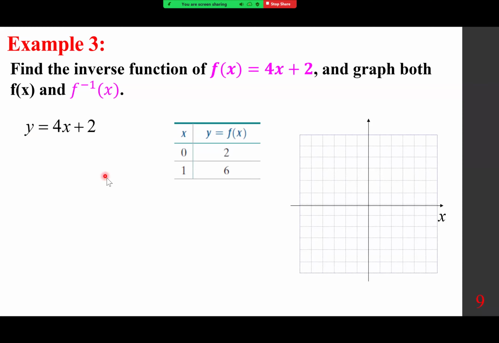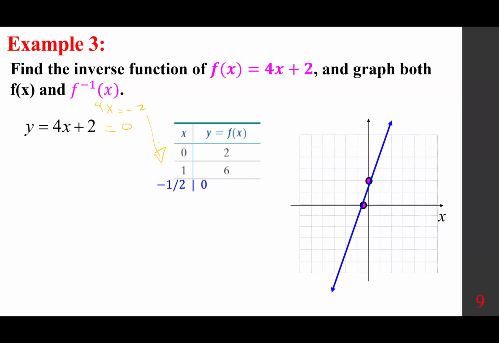By the way, we can graph this. As you can see, we have 0, 2, and then, for example, 1, 6. But what about the x-intercept? If you set this equal to 0, everybody, four x equals minus two, x equals minus 1/2. So we should have no problem with that. So if you plot 0, 2 and -1/2, 0, this is the line. So just graphing the first function.